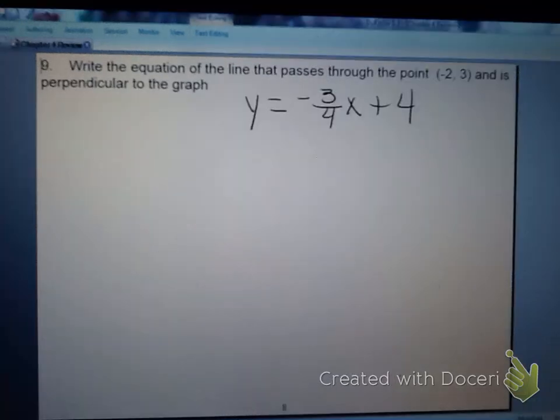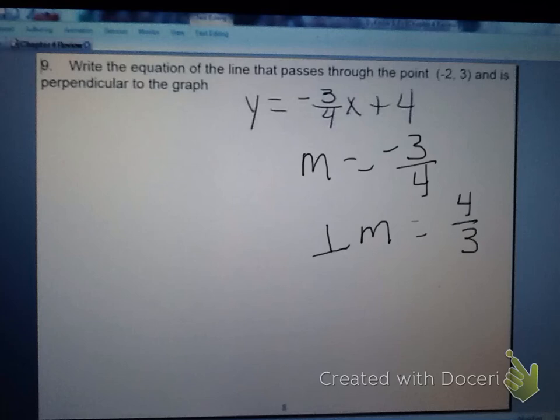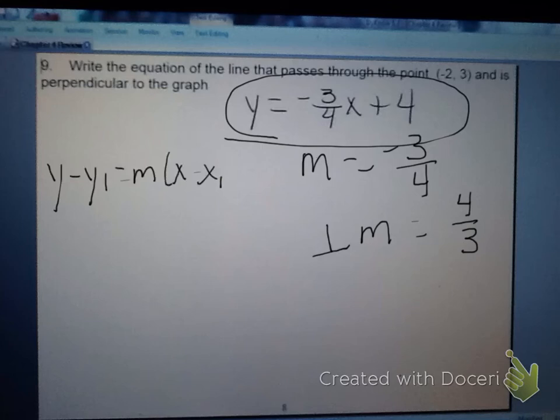Number 9, write the equation of the line that passes through the point negative 2, 3 and is perpendicular to the graph. Well, here the equation is already solved. So the slope of this equation is negative 3/4. The perpendicular slope is positive 4/3. If this equation wasn't already solved for y, you would have to do that. So now we're going to put it in the point slope formula. We're going to use this slope and this point.